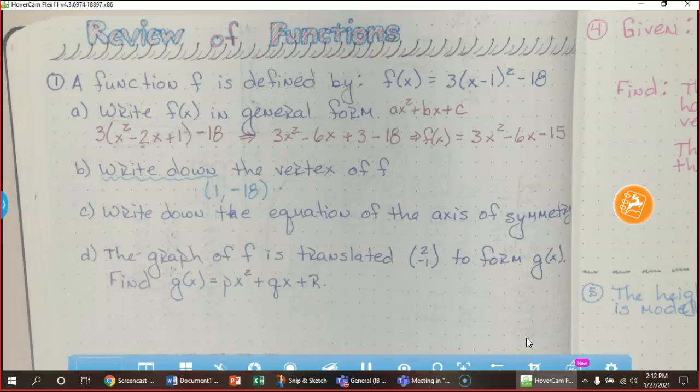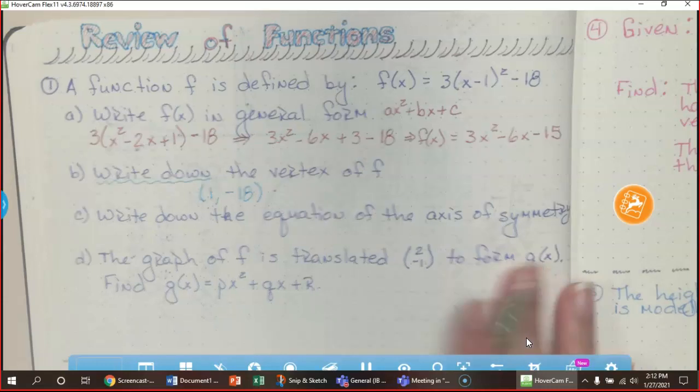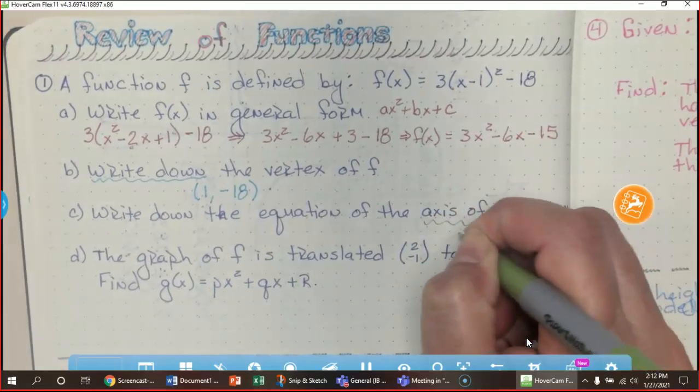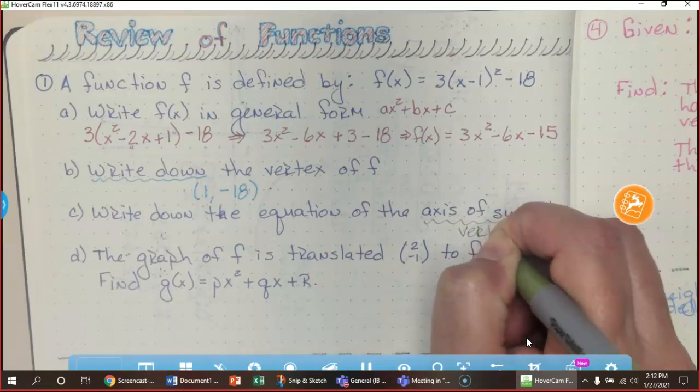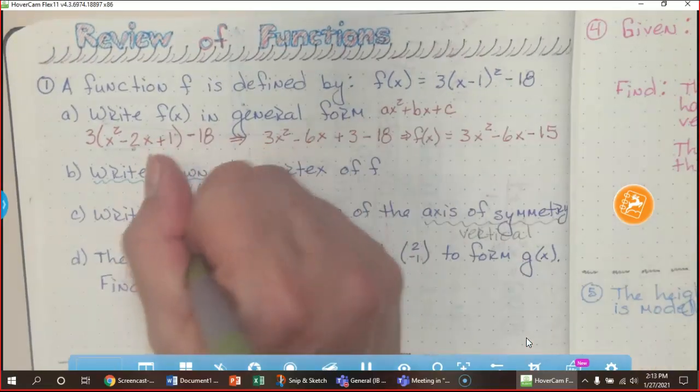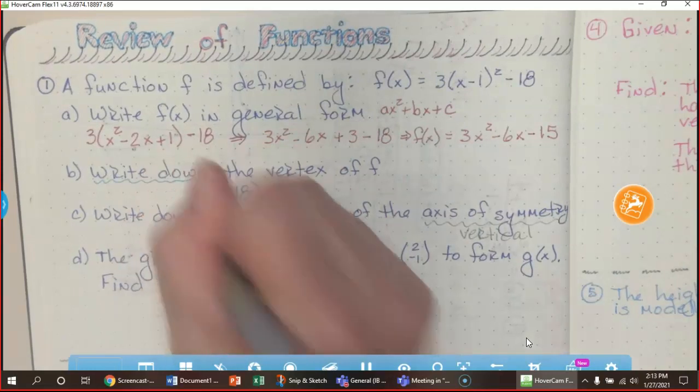What kind of line is the axis of symmetry? It's a vertical line. Yeah, that's what I meant. Sorry. So we want an axis of symmetry, which is a vertical line. And we know that that vertical line is always going to be written in the form of x equals and then a number.